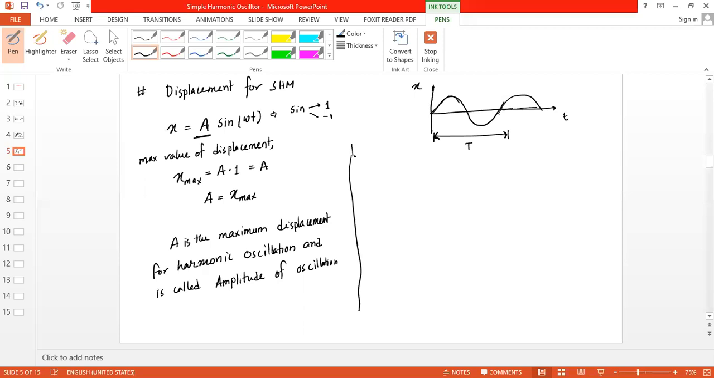So oscillatory motion, as you know, is periodic motion. And let's say that the time period for this particular case is t. What is time period? Time period is the time after which the motion repeats itself.